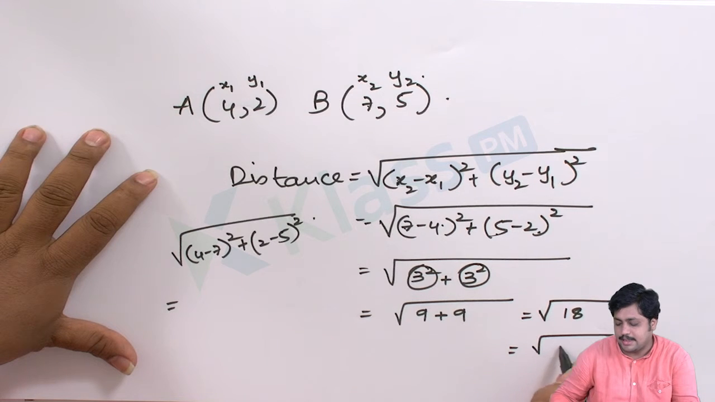So root 18 can be written as root of 9 into 2. The square root of 9 is 3. So the distance is 3 root 2 units.